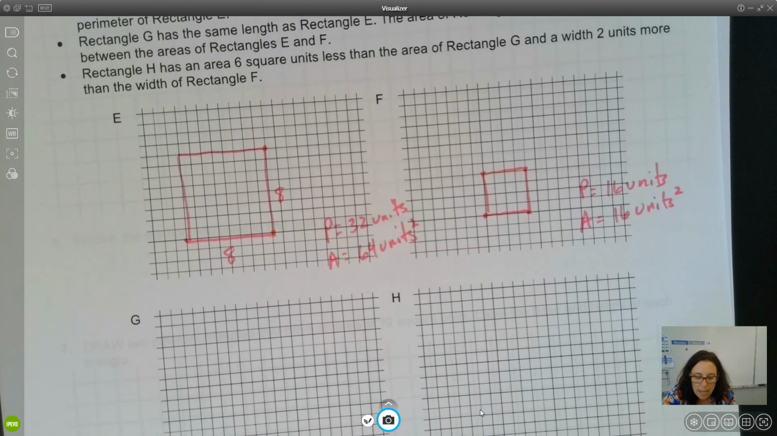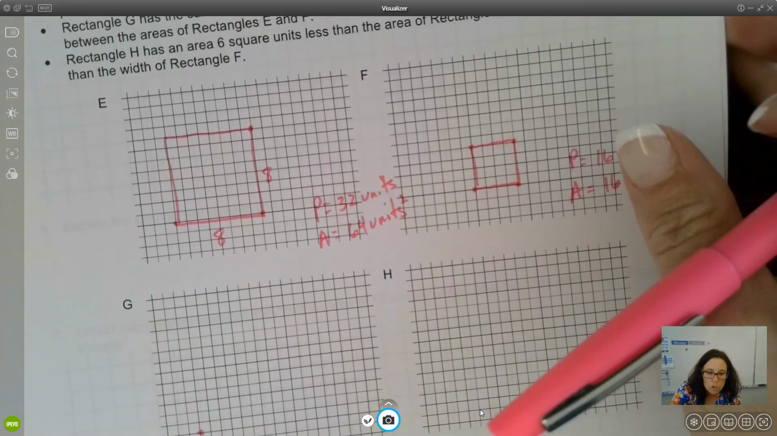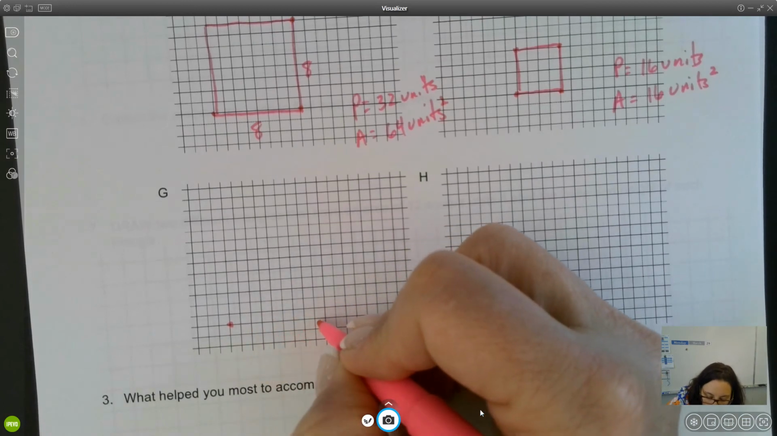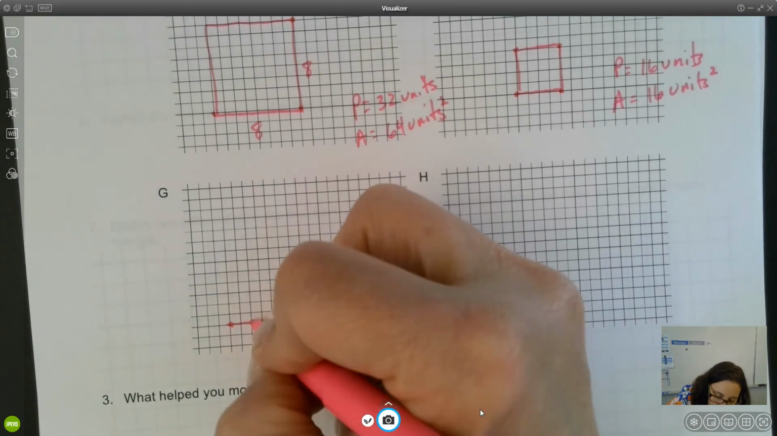Rectangle G has the same length as rectangle E, so we need an 8 involved with this one. 1, 2, 3. Let me scooch it up. 1, 2, 3, 4, 5. Ooh, did I count 8? 1, 2, 3, 4, 5. Yes. Okay, that's 8.